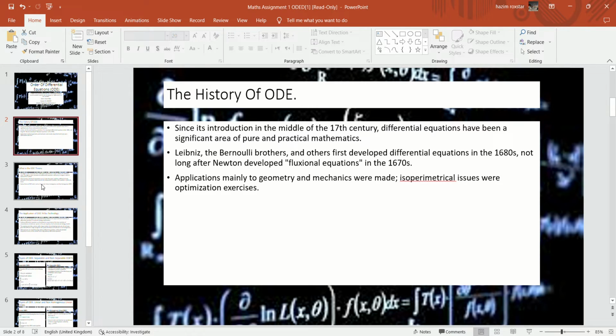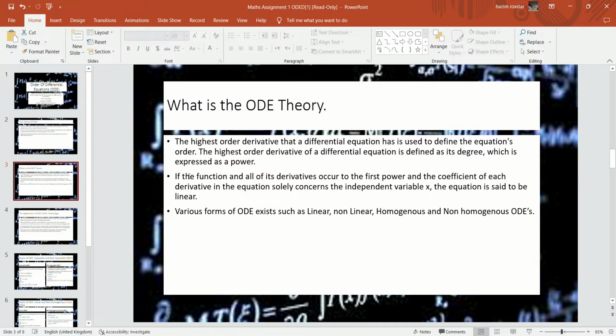So, now what's the ODE theory? The ODE theory states that the highest order derivative that a differential equation has is used to define the equation's order. The highest power of the highest order derivative of a differential equation is defined as its degree.